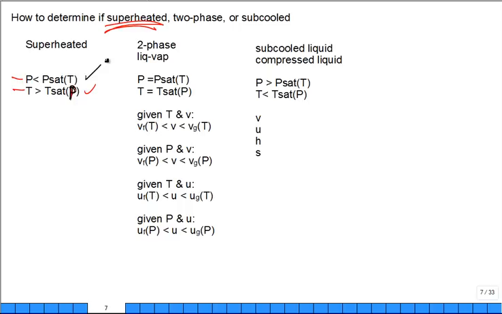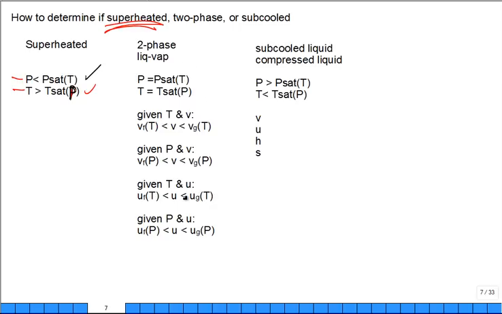If you're in a two-phase region, if they give you temperature and pressure, well, then check by saying, give me the saturation pressure and see if it's equal to the actual pressure they gave. If it's not, I'm not in a two-phase region.